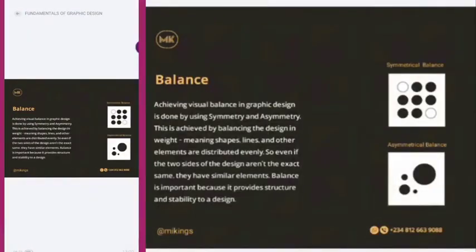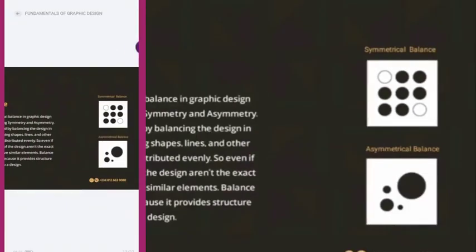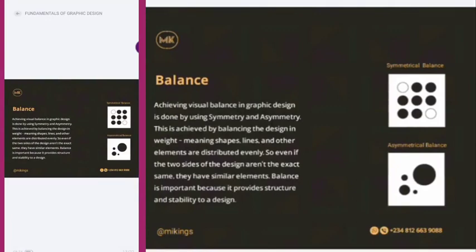Let's see what we have here. We've talked about symmetrical. Now you see this one is big, and these are small, so they are not the same weight, but we can still say they are balanced. In other words, asymmetrical balance is a kind of balance where the elements are not similar on both sides, but you still have a form of balance. Elements on both sides are not equal in size, but they have the same kind of balance.